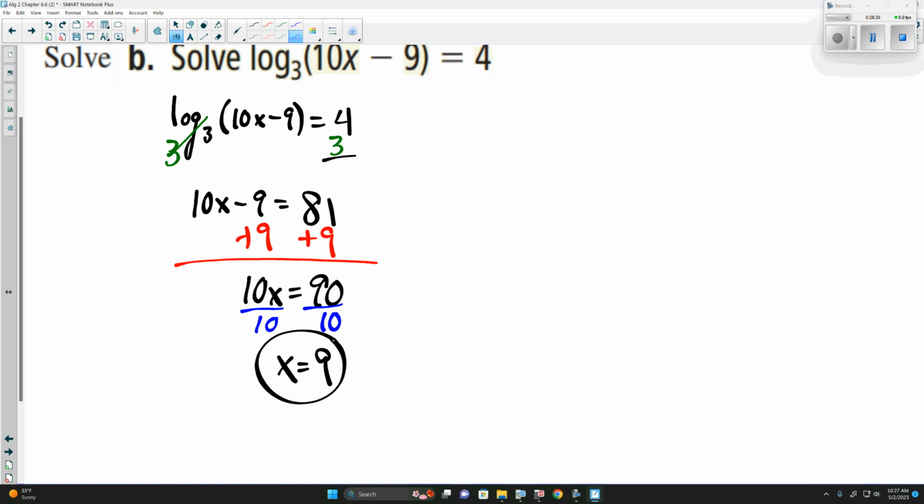And that's it. Now we can plug it back in and check and make sure this will work. The main thing, especially when we're checking, is that whatever's inside the logarithm actually works. Plugging 9 back in to the log will indeed give us 4, but also what's inside the logarithm is not 0 or negative. We cannot have 0 or negative inside of a logarithm. Questions on any of this here?